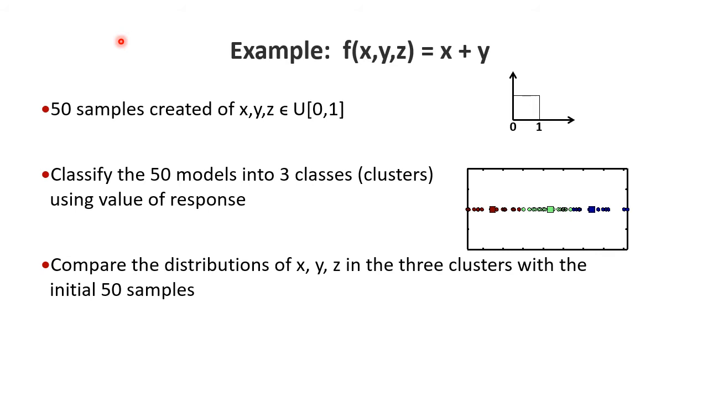I only have possibly 50 samples that I can generate. And suppose here that the prior distribution of X, Y, Z is uniformly distributed. So the response here is simply a scalar, which I can group into 3 classes. It would go from 0 to 2. And I have the red group, the green group, and the blue group.